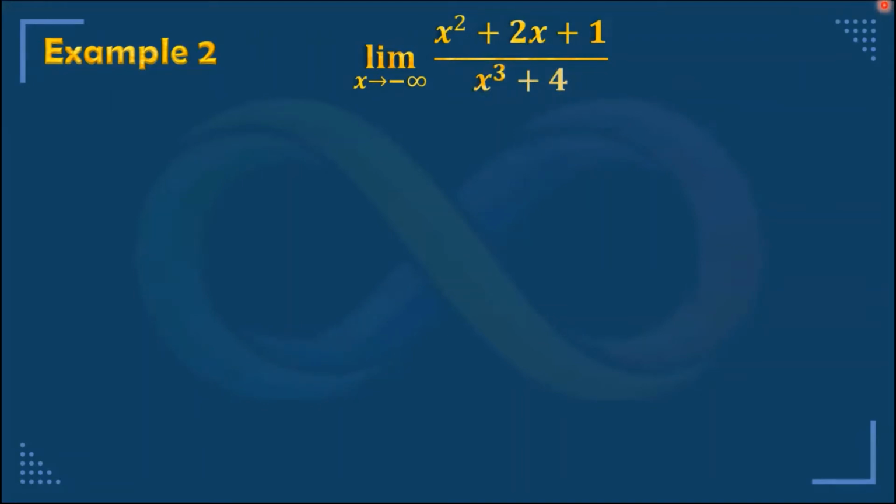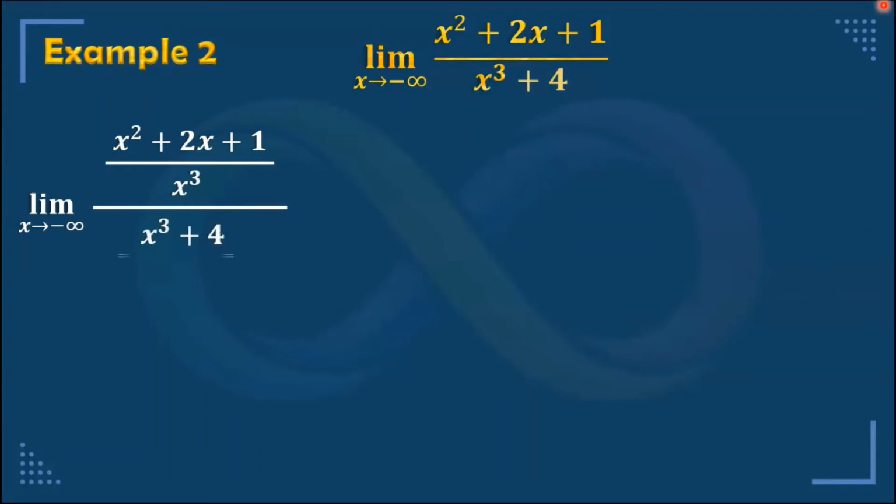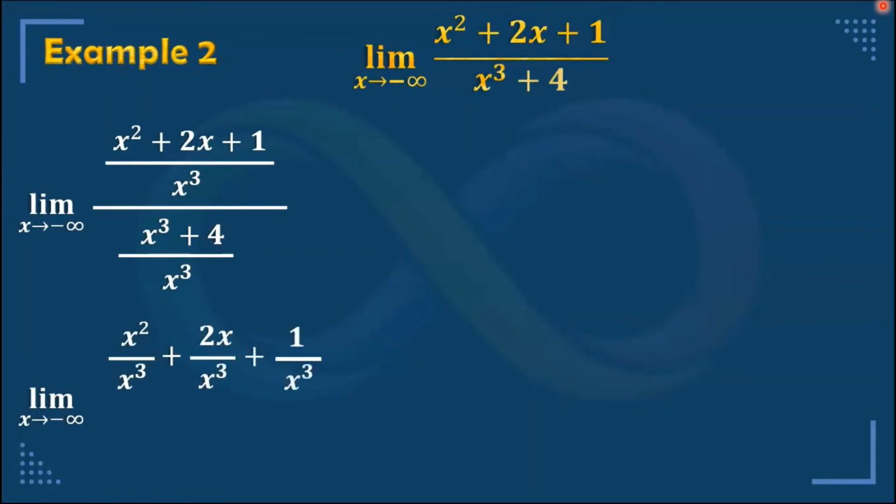Then we have to separate the terms. We have x squared as the first term in the numerator over x cubed, plus the second term 2x over x cubed, plus the last term 1 over x cubed, all over the first term of the denominator x cubed over x cubed, plus the second term 4 over x cubed.